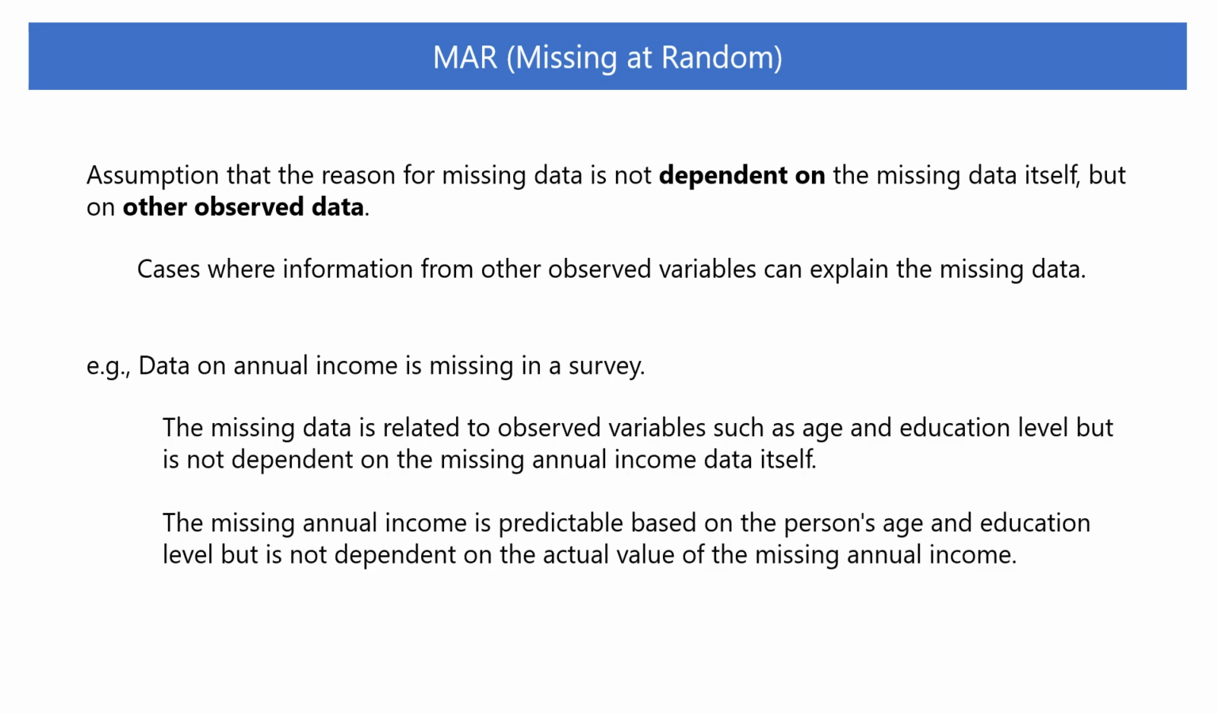For example, suppose data on annual income is missing in a survey. In that case, the missing data is related to observed variables such as age and education level, but is not dependent on the missing annual income data itself. In other words, the missing annual income is predictable based on the person's age and education level, but is not dependent on the actual value of the missing annual income.